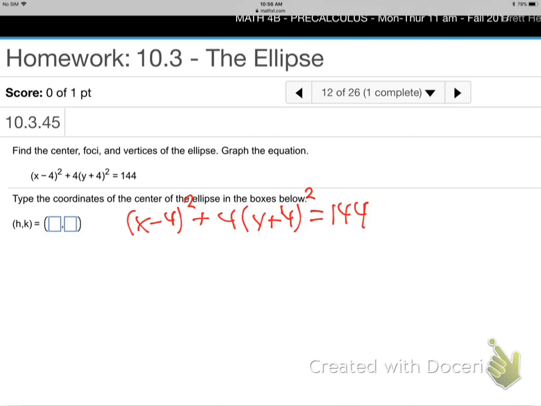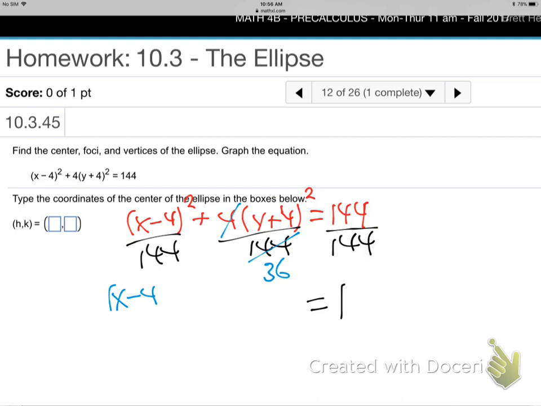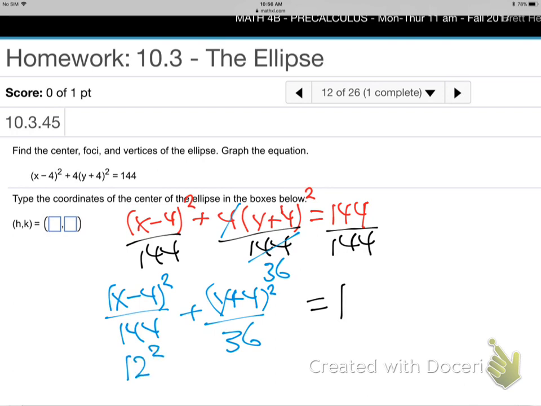So get a 1, so that means I'm going to divide through by 144, which will put a 1. Okay, now what does that do from there? 4 goes into 144. What's that, 36 times? So we get (x − 4)²/144 + (y + 4)²/36 = 1. Good. So now we can graph it, right? This is 12 squared. This is 6 squared. So we can get a picture. Can you get a picture of that real quick? And they're going to ask for the center and then the focus points and the vertices.